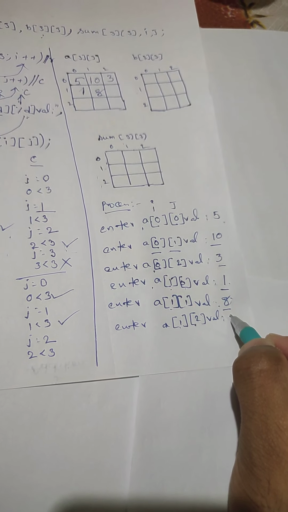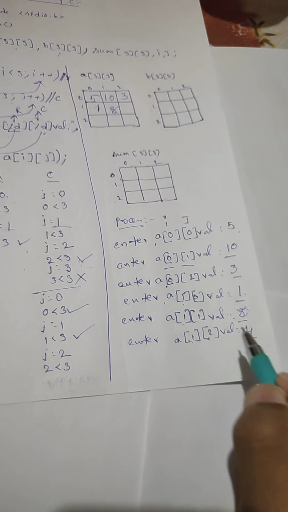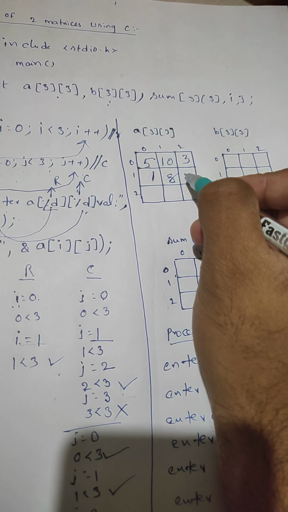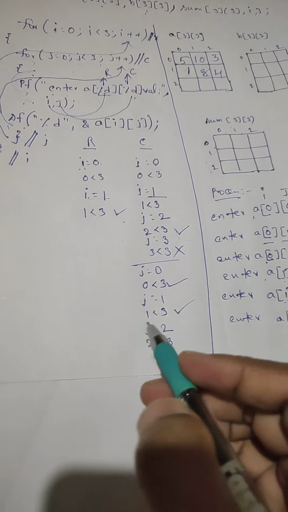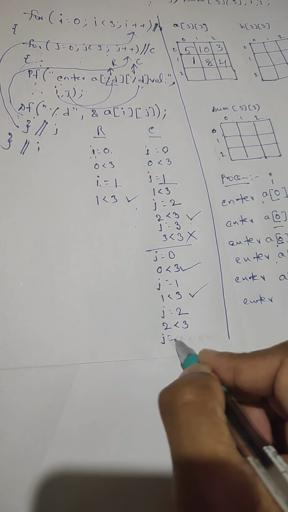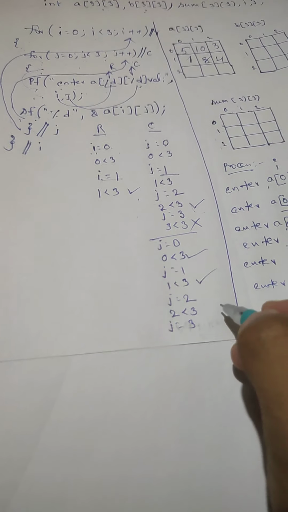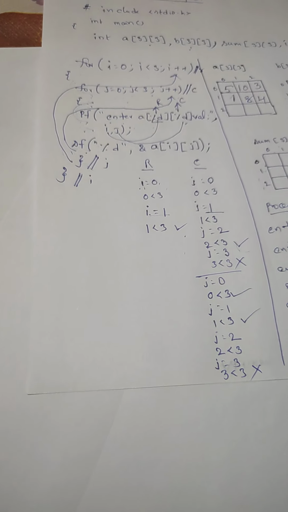Here I am inserting the value 4. In which location is the 4 stored? First row, second column. And again j++. J++ means the j value becomes 3. So in that case, 3 less than 3. The condition is false.